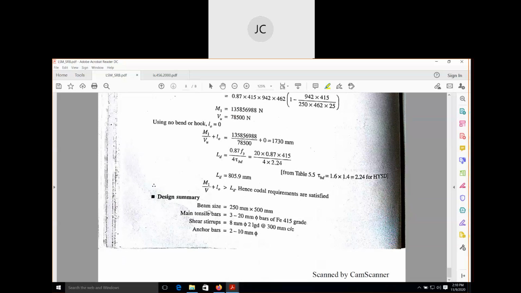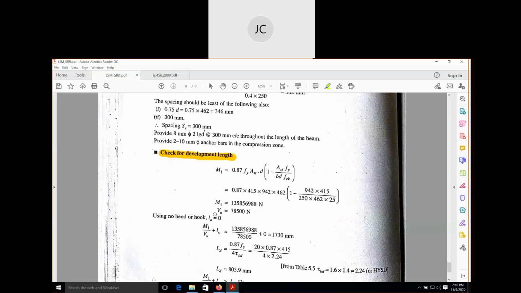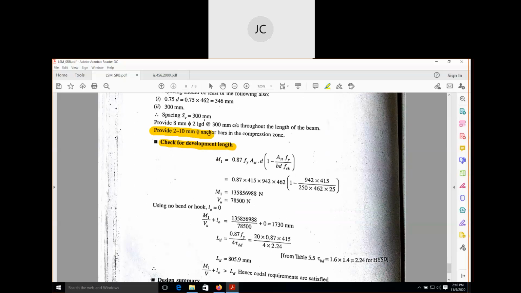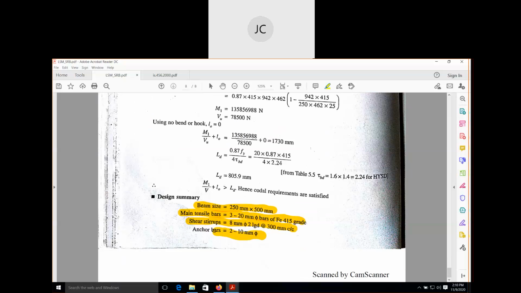So the design summary. In the design summary, what we will write is the beam size. What is the size of the beam we have got? What are the main tension bars? It is 3 bars of 20 mm diameter. Then we will write down the shear stirrups, that means the diameter of stirrups: 8 mm diameter, 2-legged, 300 mm center to center. Then we will provide two numbers of 10 mm diameter anchor bars in the compression zone. So this is the design summary.